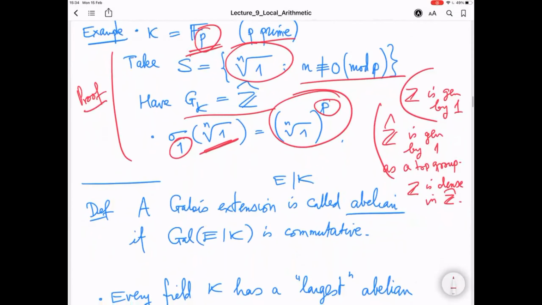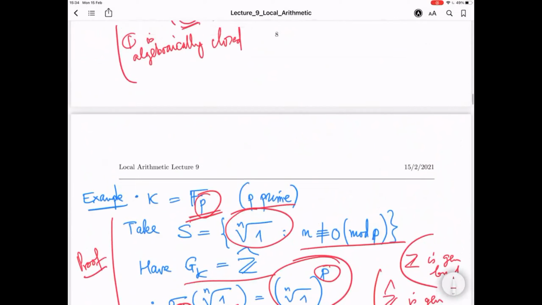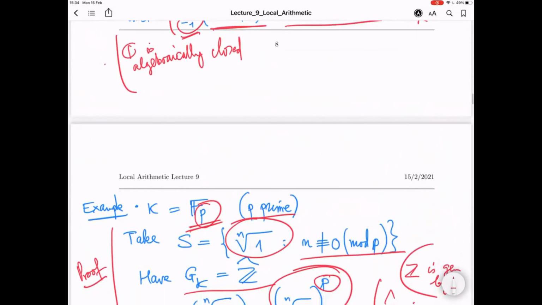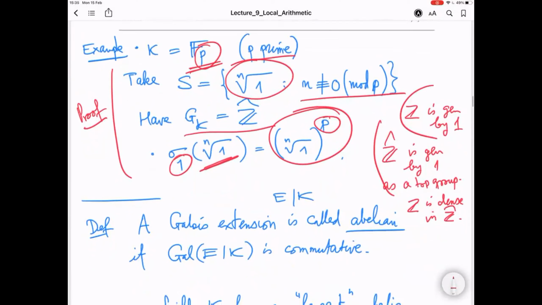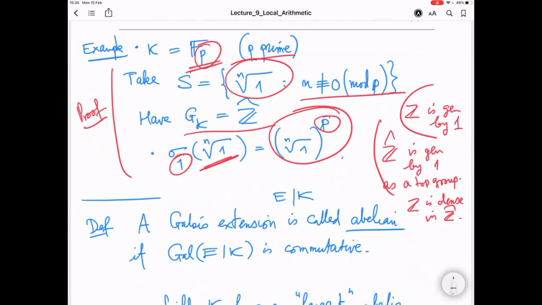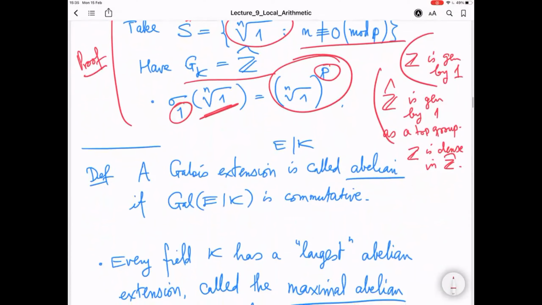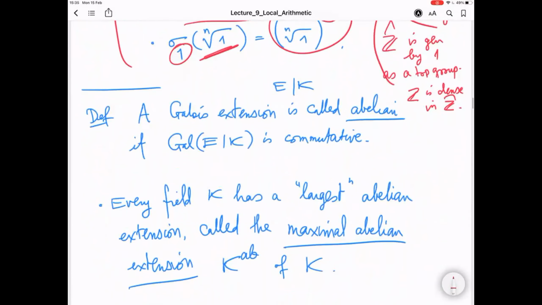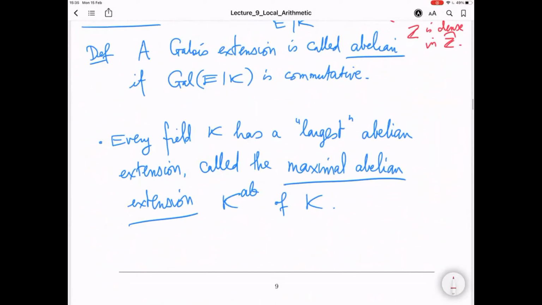Okay. So in these two examples, R and this Fp, we have been able to specify what the maximal Galois extension is, what the Galois group is, and how the Galois group acts on a system of generators for this maximal Galois extension. In general, you're not able to do it. So you simplify the problem. If you're not able to do it in general, you restrict yourself to the abelian case.